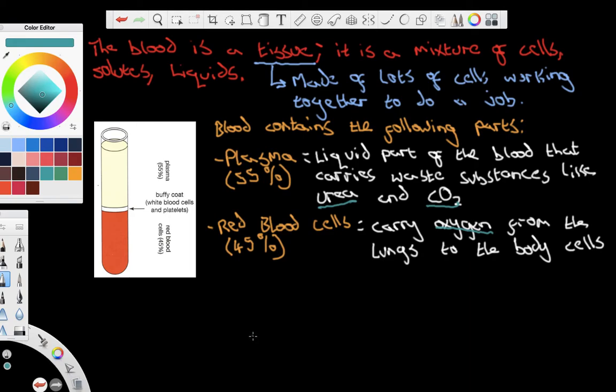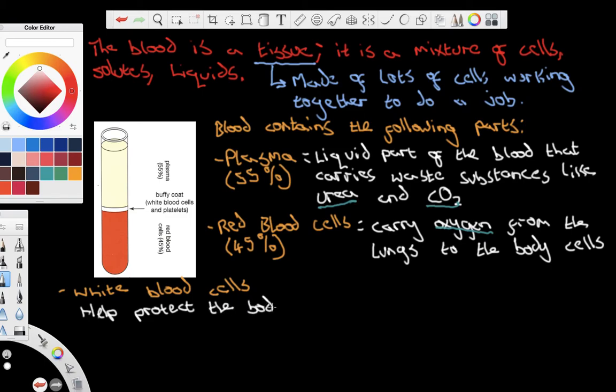The next one we need to talk about are white blood cells. White blood cells help protect us from infection. So they help protect the body from infection. We'll talk more about those in B6, I think it is.